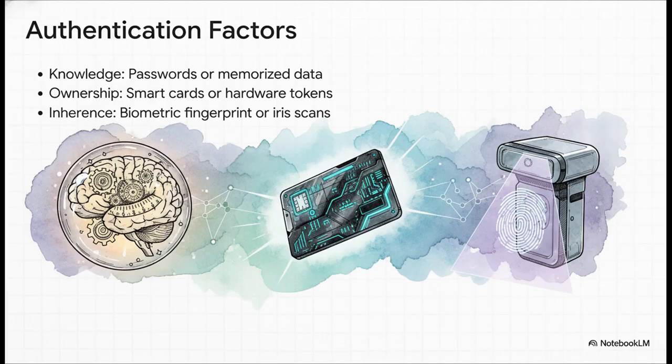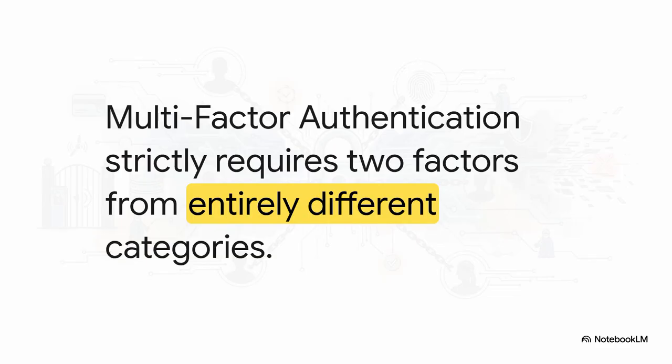Finally, we've got Factor 3, inherence, something you are. Utilizing biometric fingerprint or iris scanners gives us an exceptionally high degree of non-repudiation, simply because these physical traits are biologically bound directly to you. You literally can't leave them at home. So the crucial point is how we actually combine these factors. Relying on a single factor is inherently vulnerable, right? So we use multi-factor authentication, or MFA.